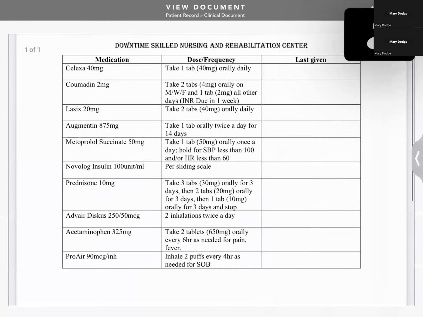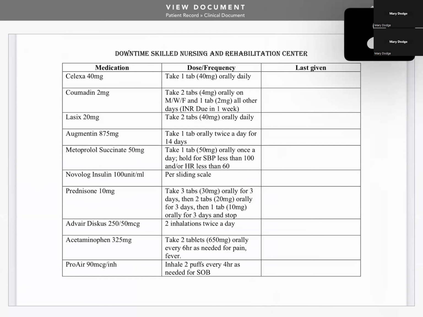If you note here, there's a column on the referral list that says last given. We want to make sure that that is filled in, because if the patient received any doses at the rehab prior to coming home, we need to know what day we're on in order to properly educate the patient. If that's not on there, we want to be calling the rehab and making sure that they weren't given anything prior to them coming home.